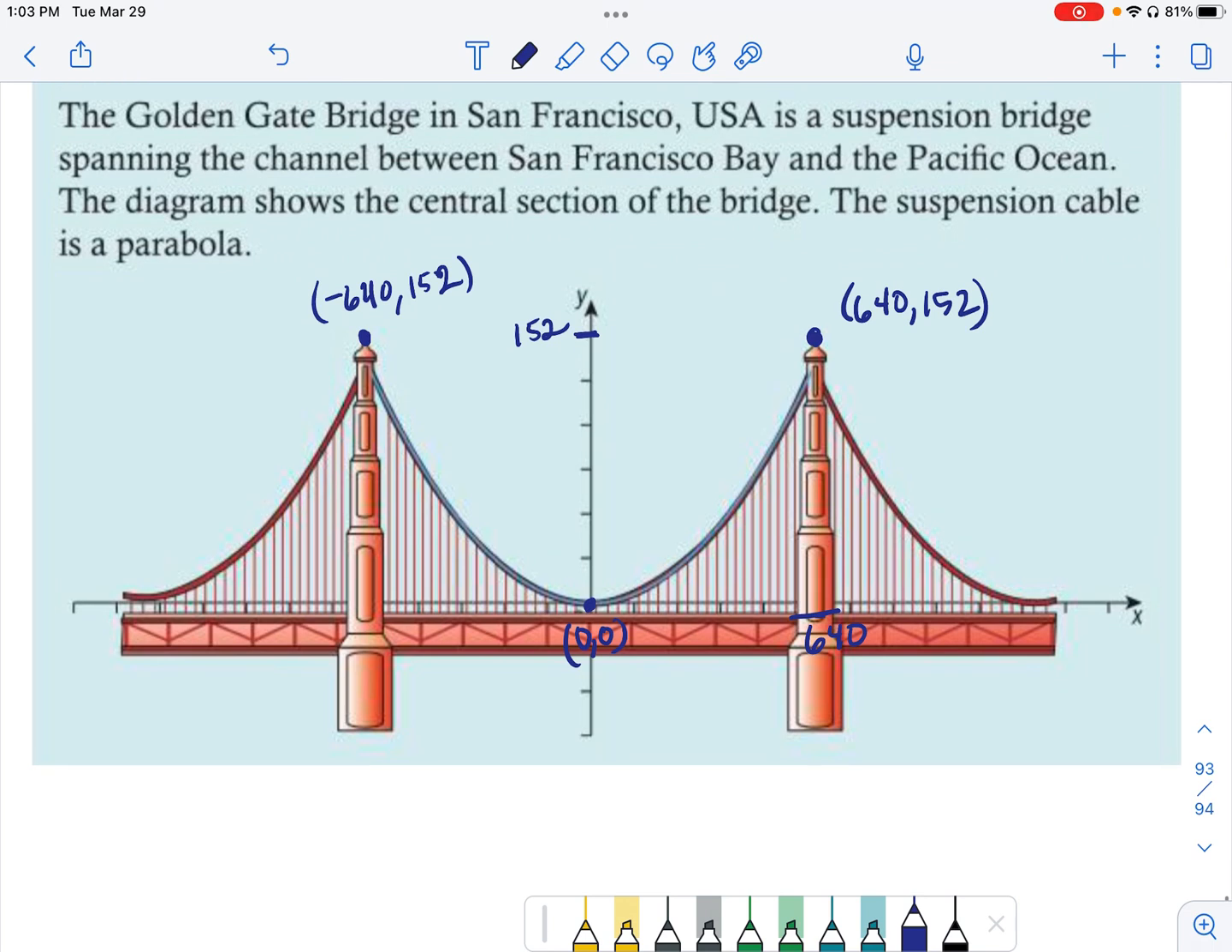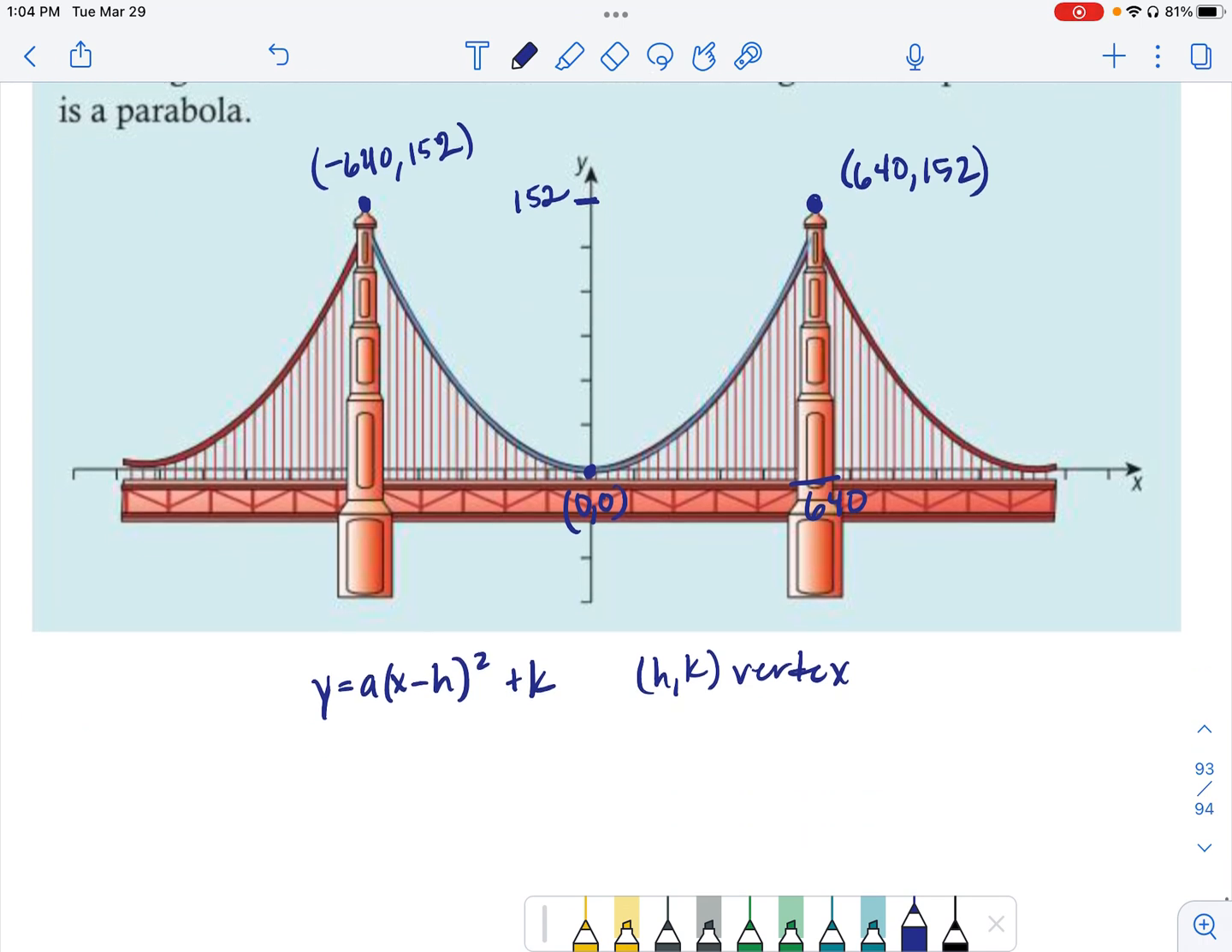At this point, because I have my vertex, I'm thinking that I should use my vertex formula and just substitute that straight in. So remember, the vertex formula is y equals a times x minus h squared plus k, where h, k is the vertex. So we substitute 0, 0, our vertex, in for h and k, and we get y equals a times x minus 0 squared plus 0, and simplifying, y equals a x squared.